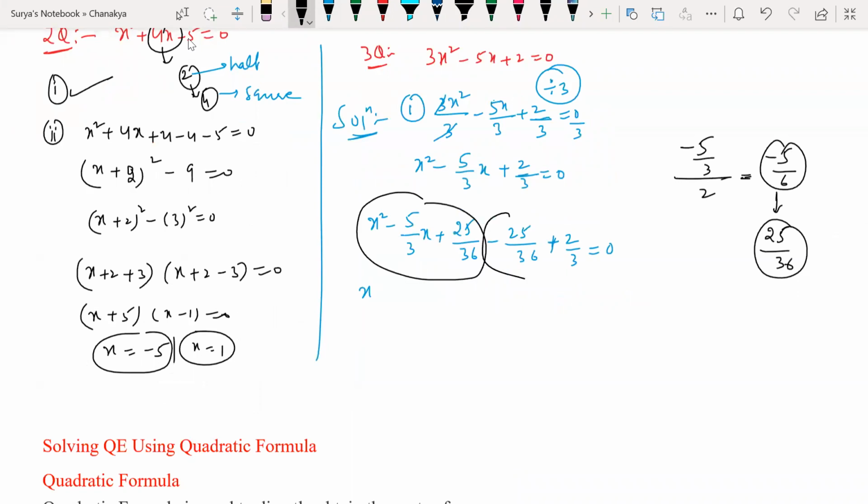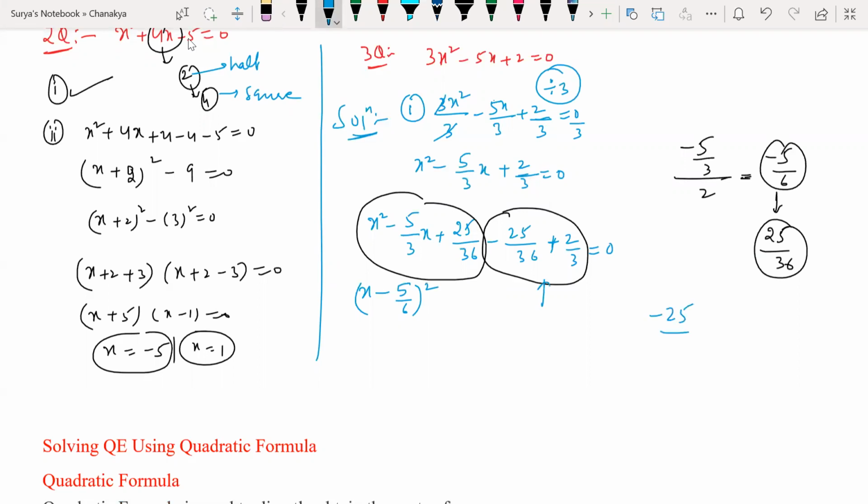Check. How can I modify this? Look at this here. X minus 5 by 6 whole square. Can I write like that? Isn't it, people? Yes, sir. Very good. Now simplify these two.